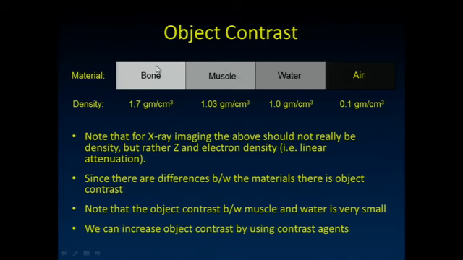And I want to give an example here. Here's bone, muscle, water, and air, and I've just put their physical density here. So I'm being a real troublemaker. I spent 15, 20 minutes trying to explain to you what linear attenuation was, and that it isn't exactly the same as physical density, and now I'm showing you physical density. But they're closely related to each other. If I was being more precise, I should really have put linear attenuation numbers here.